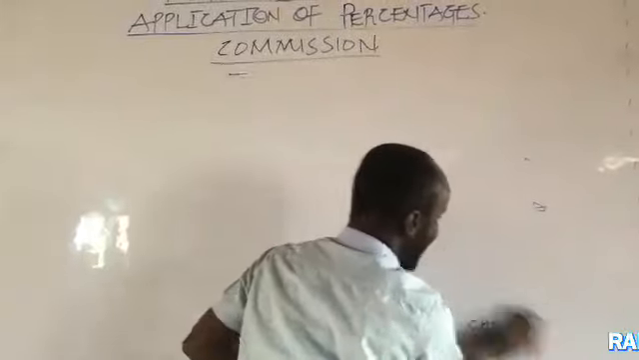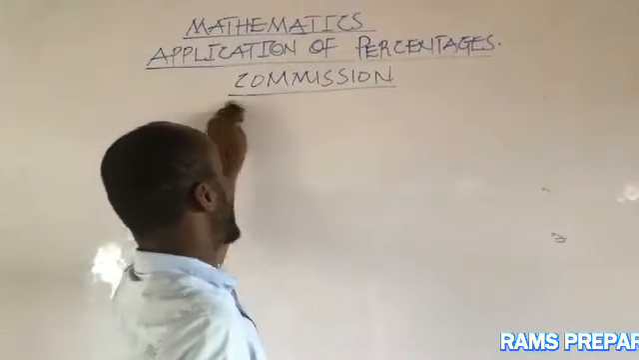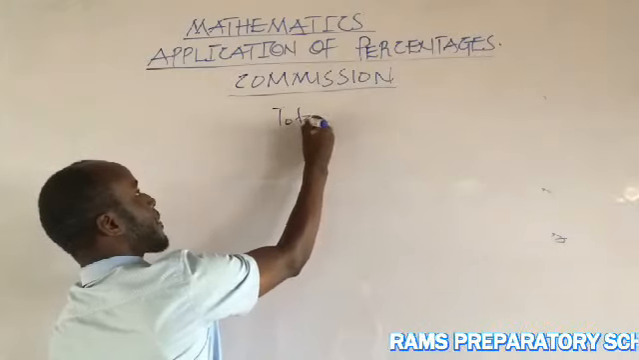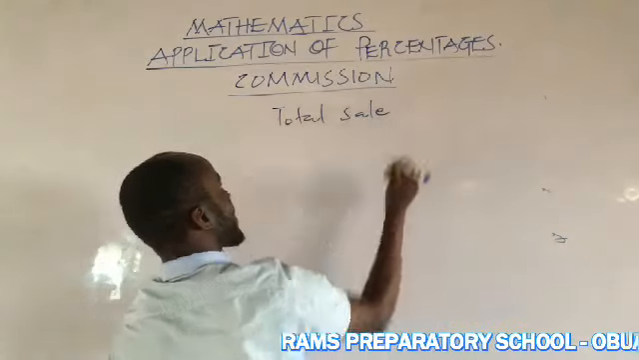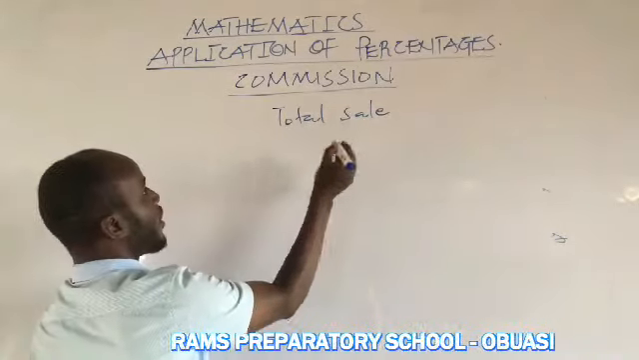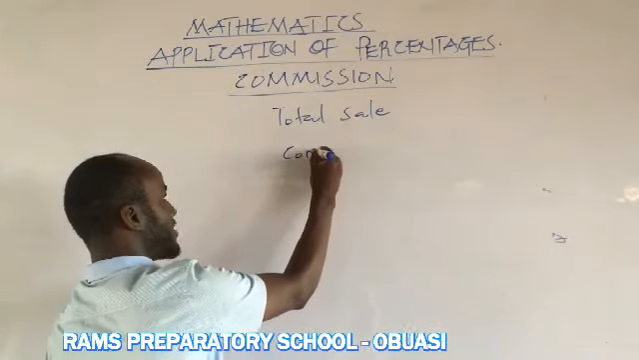So let me wrap up with the key things here. So in commission, you must know what we call total sale. You must know what we call the commission.